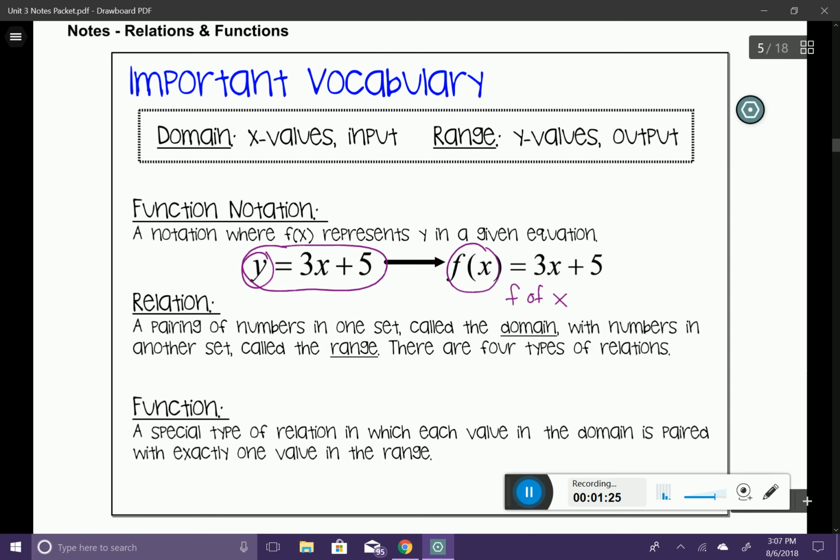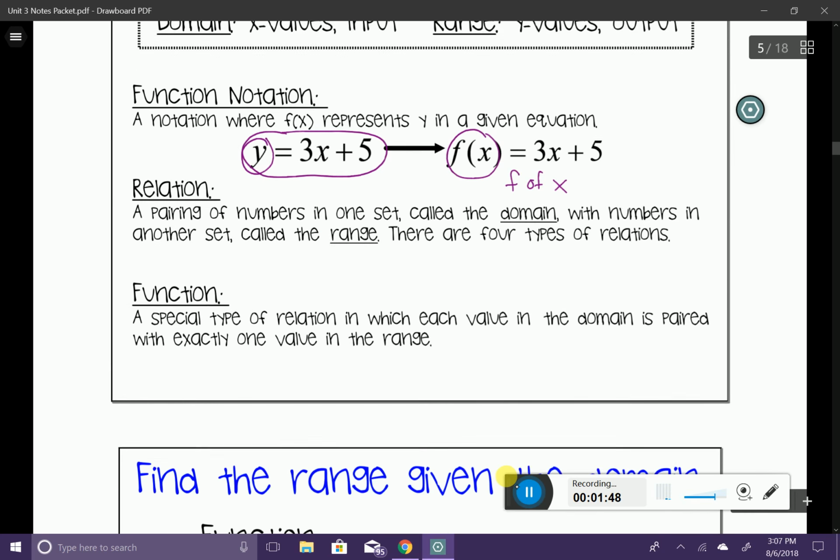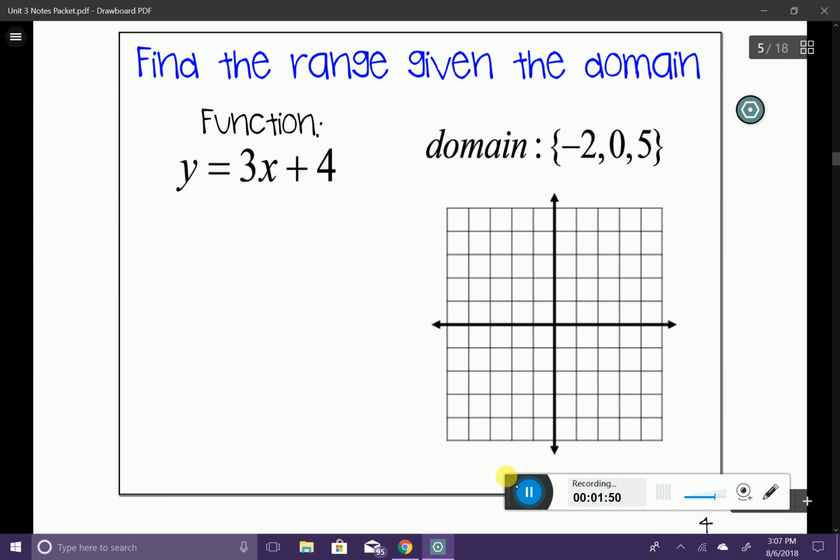All right, a little bit deeper. Here's the formal definition for relation. It's a pairing of numbers in one set called a domain, with numbers in another set called a range. And there are four types of relations that we're going to talk about today. And then the word function. It's a special type of relation in which each value in the domain is paired with exactly one value in the range, like I said earlier. So we're going to talk about that as we go through this section.